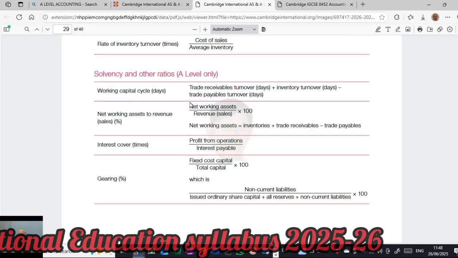Working capital cycle days: trade receivables turnover days plus inventory turnover days minus trade payables turnover days. Net working assets to revenue, net working assets on revenue into 100. Net working assets is equal to inventories plus trade receivables minus trade payables. Interest cover, profit from operations over interest payable. Gearing percentage, fixed cost capital upon total capital into 100, which is non-current liabilities upon issued ordinary share capital plus reserves plus non-current liabilities into 100.